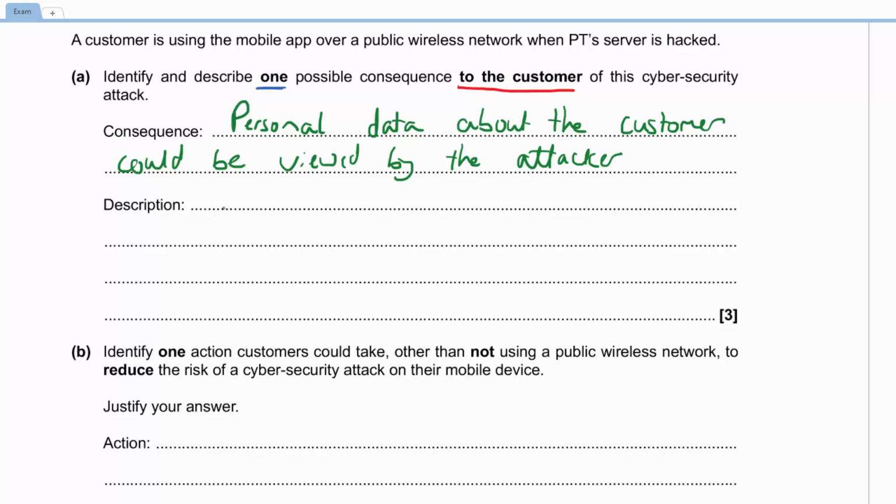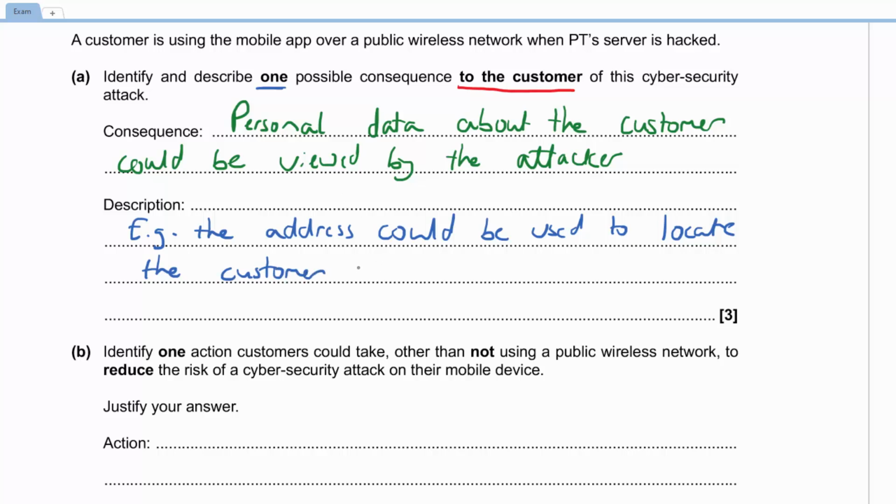So what kind of data could get leaked in this case? We could say, e.g. the address. And how could that be used by the attacker in a negative way? Could be used to locate the customer, which could put them into danger. Right, I wouldn't want some attacker to know where I live.